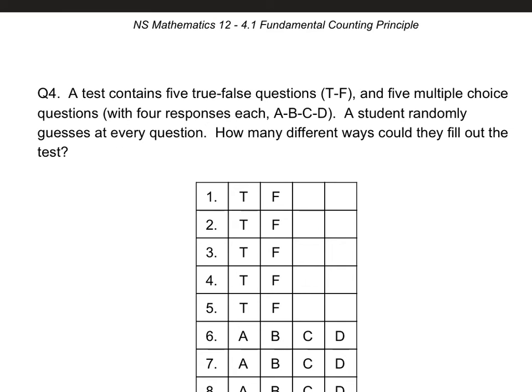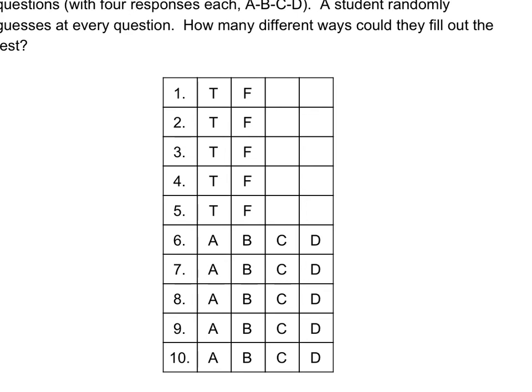All right, final problem. We have a test that contains 5 true and false questions, so you could choose either true or false for the answer, and 5 multiple choice questions. So we have 4 responses for each question, A, B, C, or D. A student randomly guesses at every question. So they've placed an answer for every question, and it was a random guess. How many different ways could they fill out this test? So for example, they could randomly guess true, true, false, false, true, B, A, B, D, D. So that's 1 possibility, but that's only 1 of the possibilities for this test. They randomly guessed for every possible question. So how many different possible outcomes are there?